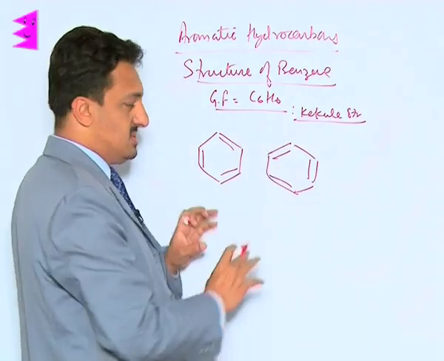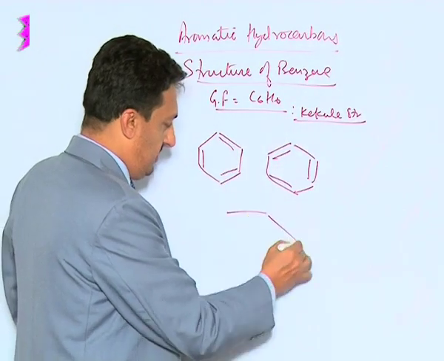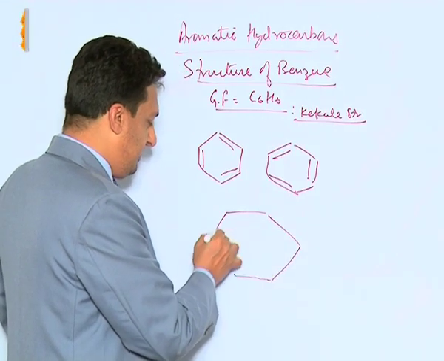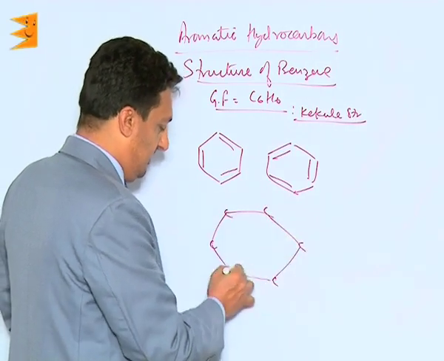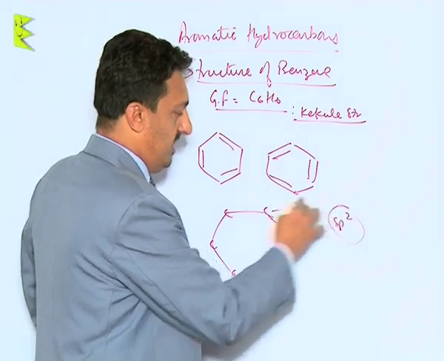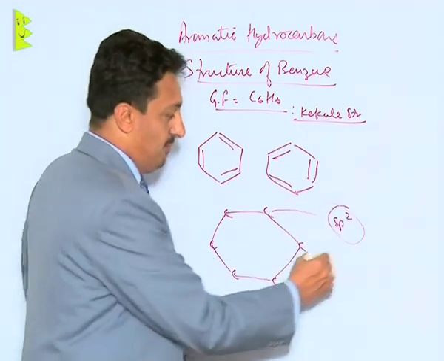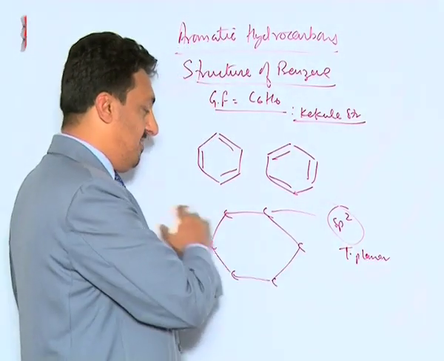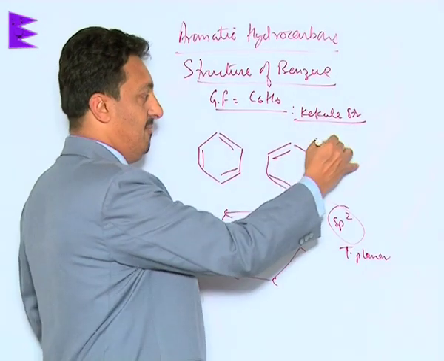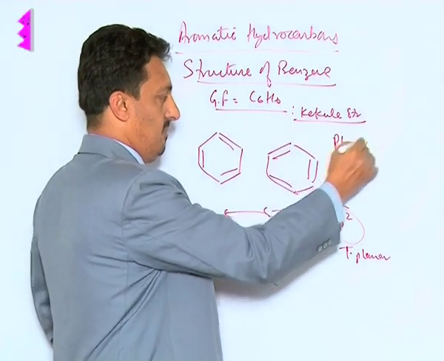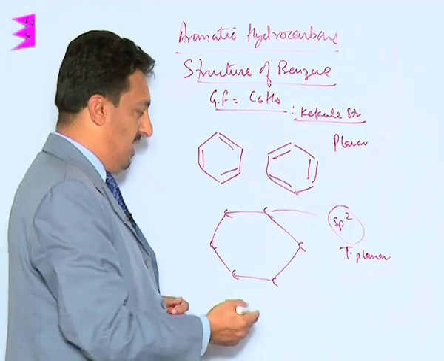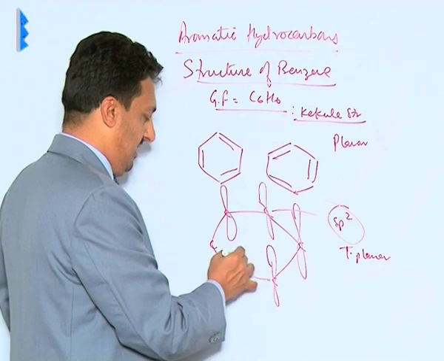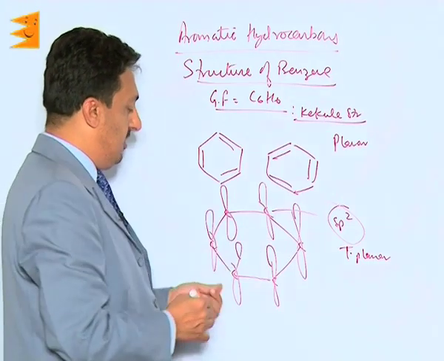Now how we reach this structure is, we need to know that in this carbocyclic ring of 6 carbons, all these 6 carbons are sp2 hybridized. So they are trigonal planar. Once they are trigonal planar, this makes this whole molecule planar. So benzene, remember, is planar. Moreover, since they are sp2 hybridized, each one of these is having an unhybridized pz orbital.